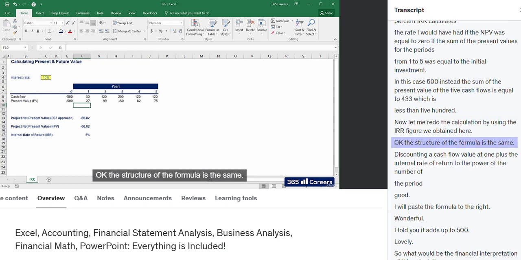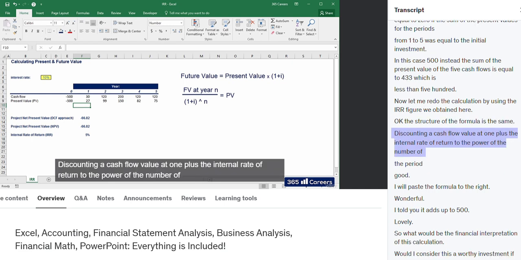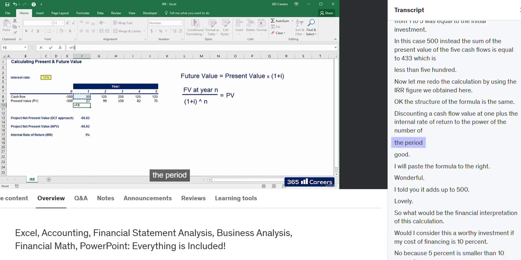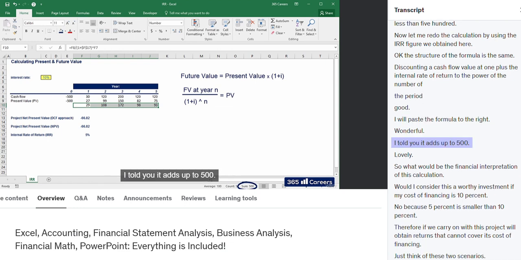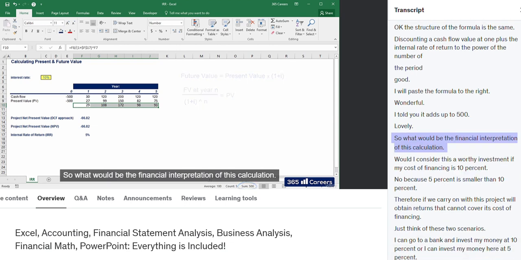Okay, the structure of the formula is the same, discounting a cash flow value at 1 plus the internal rate of return to the power of the number of the period. Good. I will paste the formula to the right. Wonderful. I told you, it adds up to 500. Lovely. So what would be the financial interpretation of this calculation?